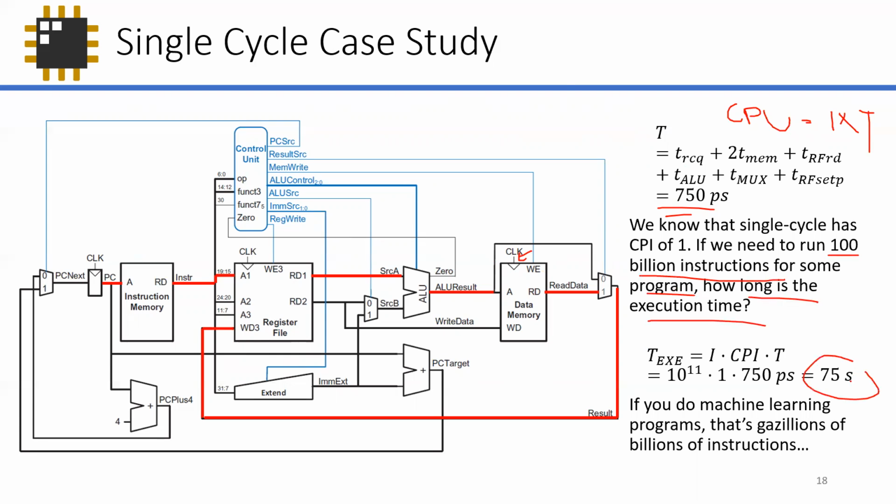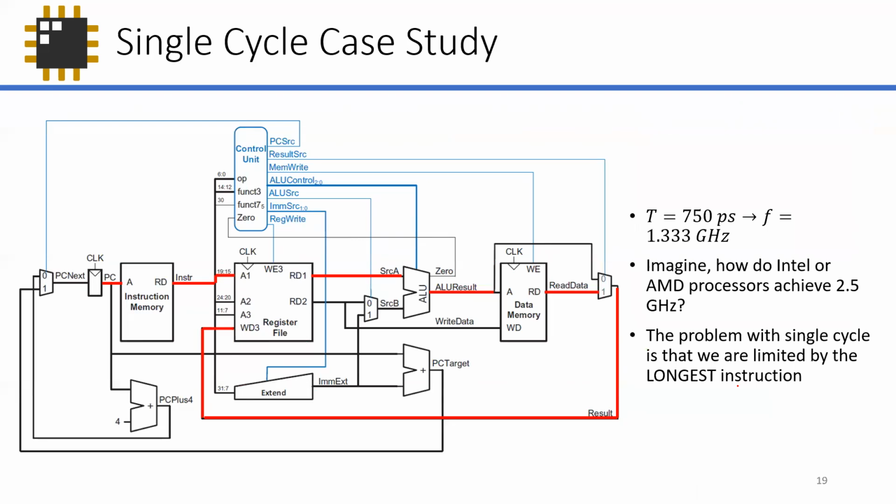That's around 75 seconds. Sure, 100 billion instructions is so much, but what if we can go even faster? What if there's a way to do it faster? Oh, there, I computed it. So 750 picoseconds is actually 1.33 gigahertz. Okay. That's not even close to how AMD or Intel processors use, 2.5 gigahertz as the minimum, right?